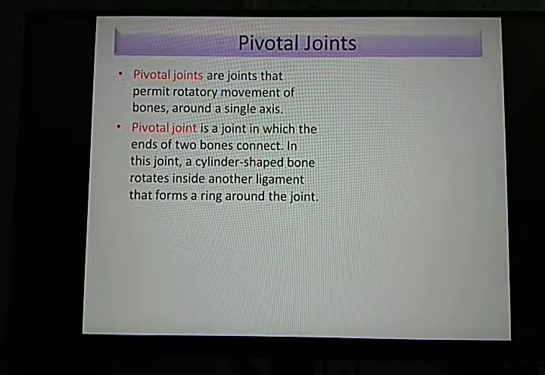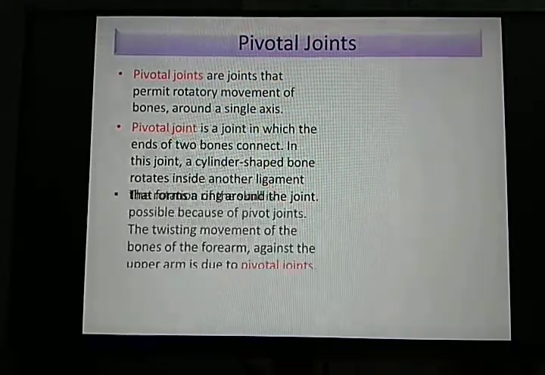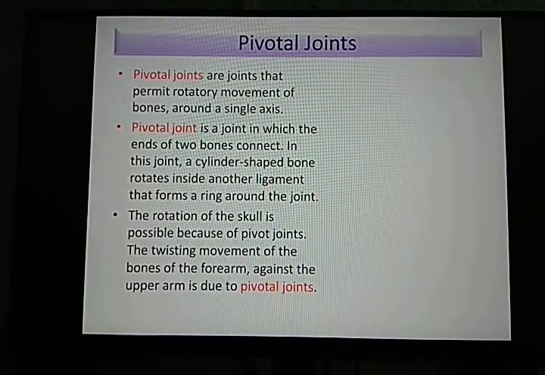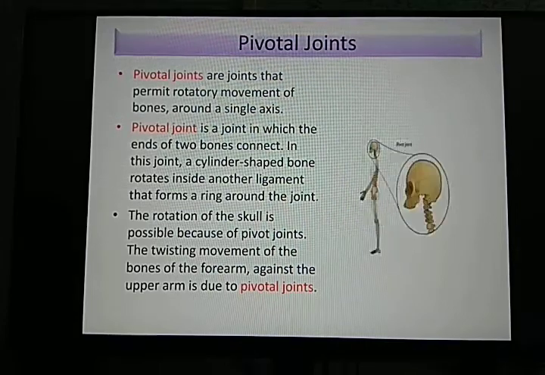So let us see where the joints are present. A pivotal joint is a joint in which the ends of two bones connect. In this joint, a cylindrical shaped bone rotates inside another ligament that forms a ring around the joint. These things will be clear to you once you see the figure. Another thing is given here. The rotation of the skull is possible because of pivotal joints. The twisting movement of the bones of the forearms against the upper arm is due to pivotal joints. So let us see the figure, then it will be more clear to you.